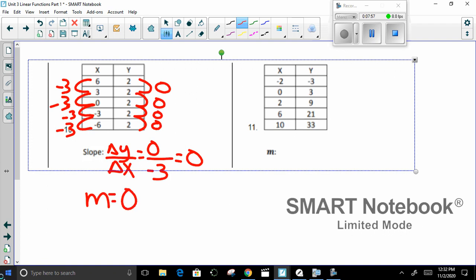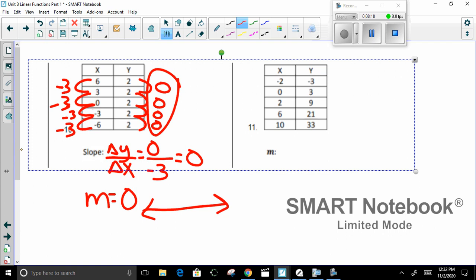Remember, a 0 slope is a vertical line. I'm lying to you. I don't know why I said vertical line. A 0 slope is a horizontal line. I'm not even thinking right now. It's a horizontal line. Okay, that's when you have no change in your y. Your y is not doing anything.